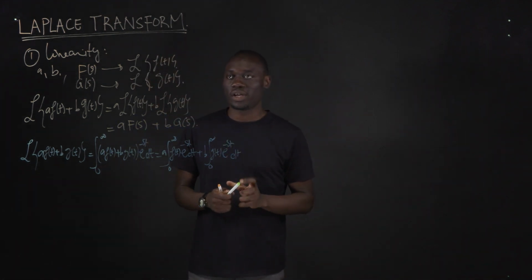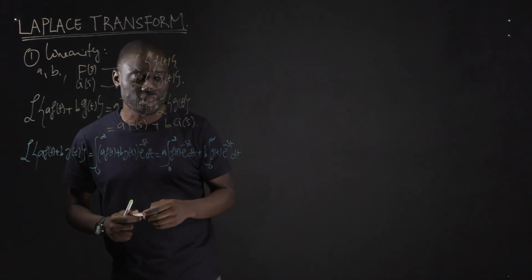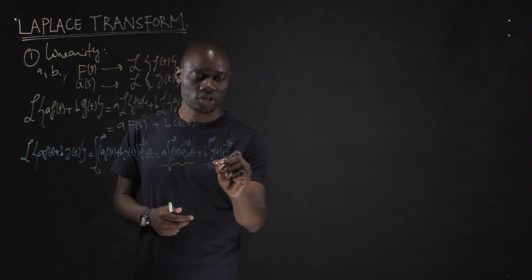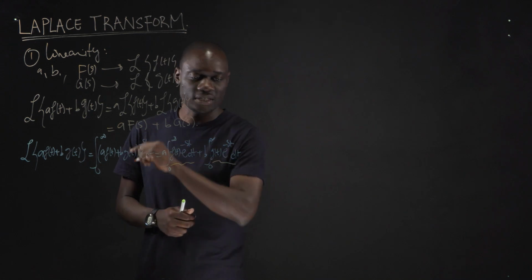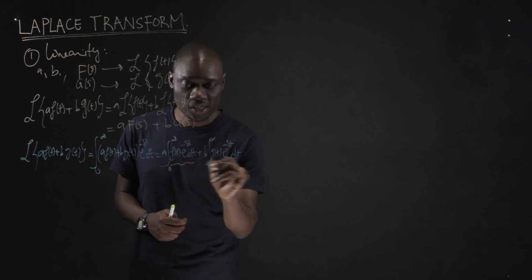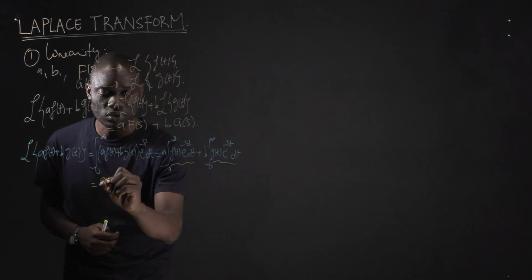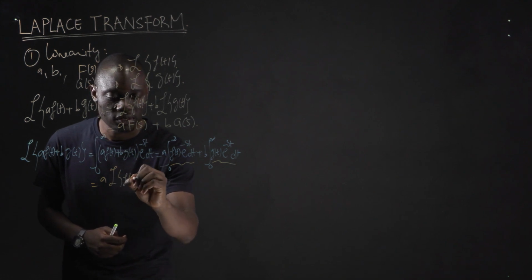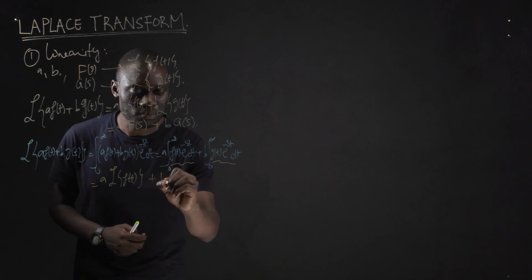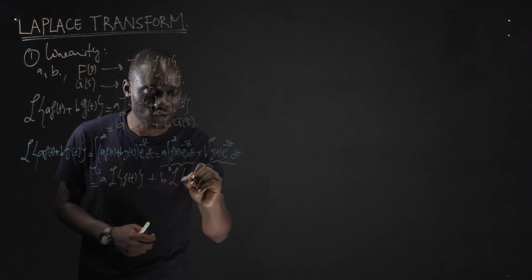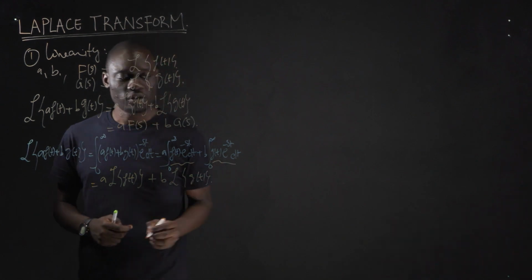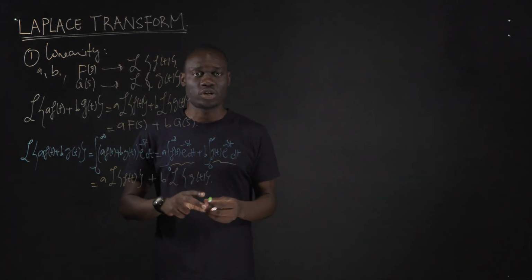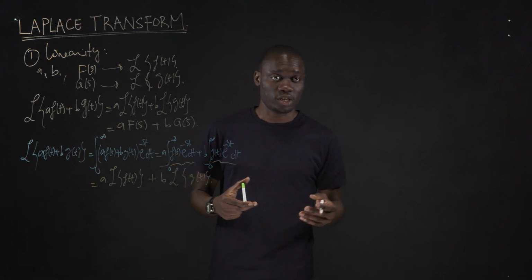So what can you realize? You realize that this is the Laplace transform of f and this is that of g. So this is equal to a times the Laplace transform of f(t), and this b times the Laplace transform of g(t), right? So we just saw that the Laplace transform conserves the linearity property.